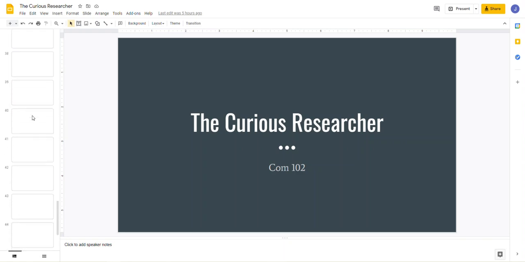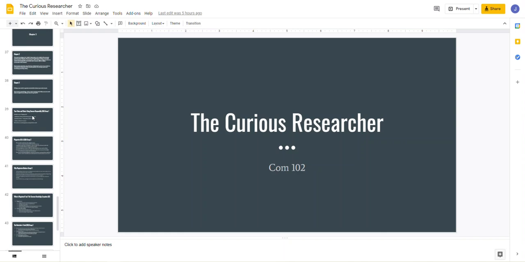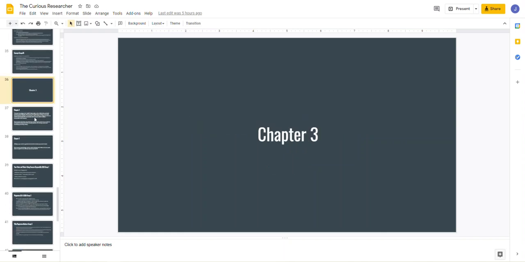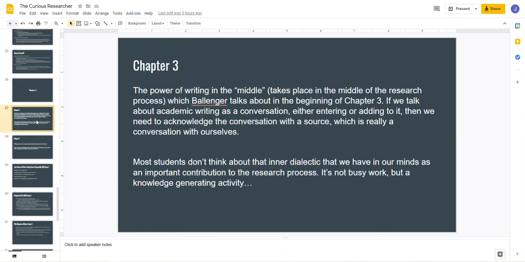So let me get to our chapter 3 section here. All right, so writing in the middle is a critical skill, and it really does take place in the middle of the research process, where Ballenger talks about how we converse with a source. Finding a source is really important.